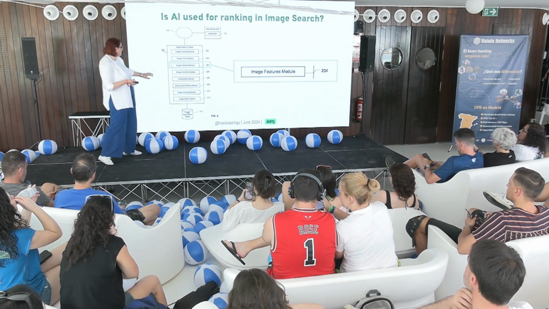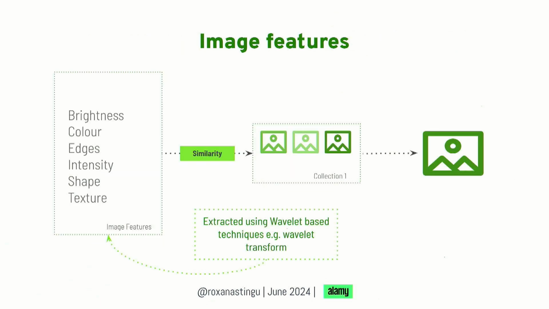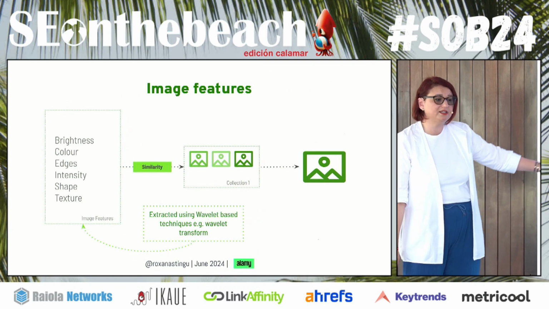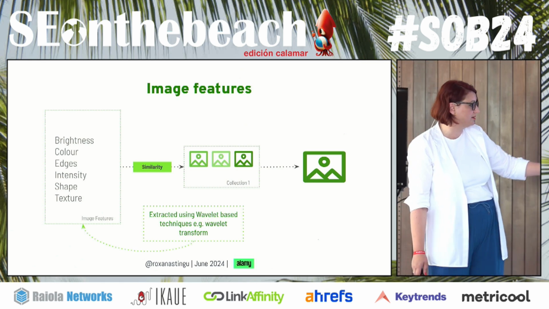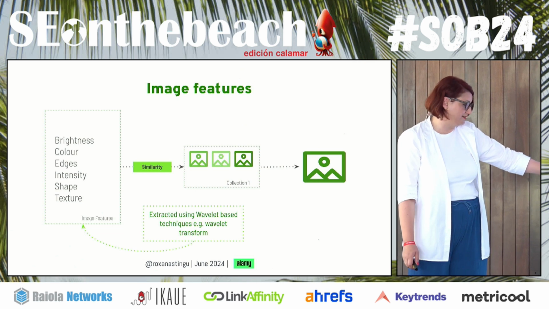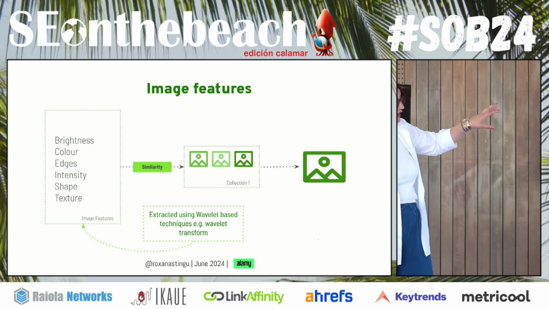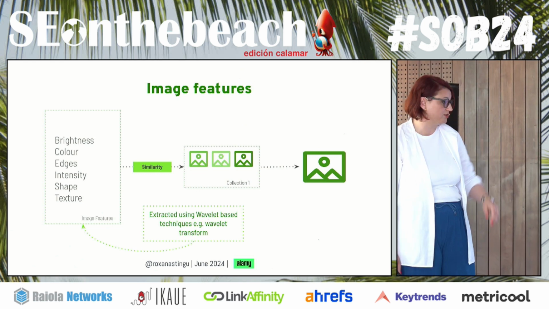I'm specifically looking to talk about the image features module. Remember how I said before that images will get put together in a collection based on feature similarity. This is the module that identifies those features. Features could be brightness, color, edges of objects, intensity, shape, texture, and about 50 more that I can't list here. Then images that have similarity between them are added to that collection and later on they're ranked.